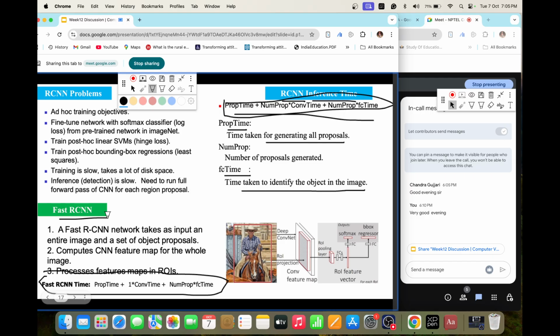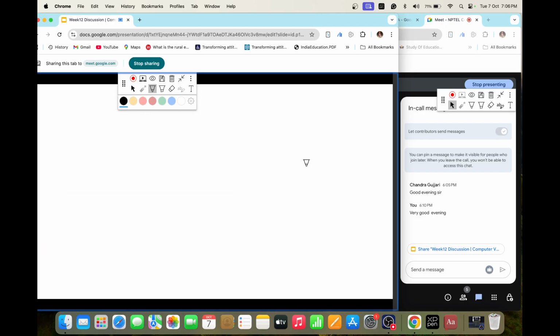Another important thing from your question point of view is the inference time for Fast RCNN. This was only RCNN, but now we are talking about Fast RCNN. The formula will remain the same: proposal time plus, here it is 1 into convolution time, whereas in RCNN it is number of proposals into convolution time. So that is why the time gets reduced, and that is why it is known as Fast RCNN. The details you can read from your text. And then we have the so-called Faster RCNN, again you can see in the text.